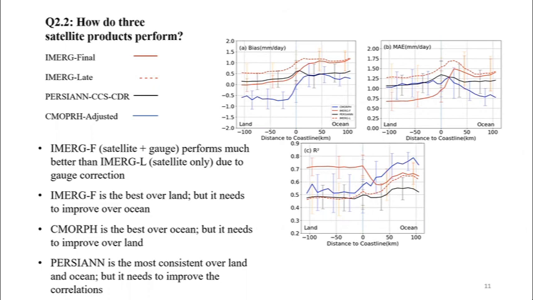Our community is really facing this situation. There are more and more products. People publish papers. Not all the products are the same. What can we do to inform users to make better use of different products? I'm not talking about the precipitation per se. For all products we are talking about, there are many products.